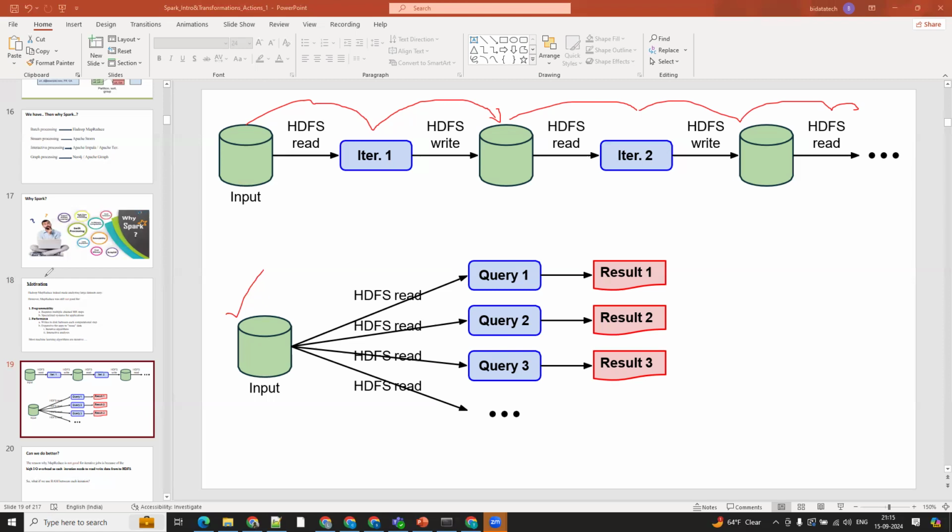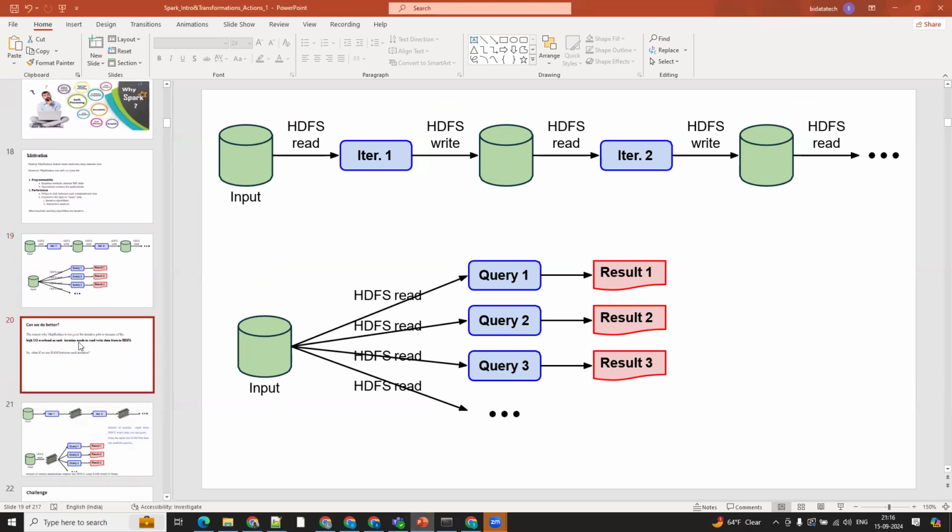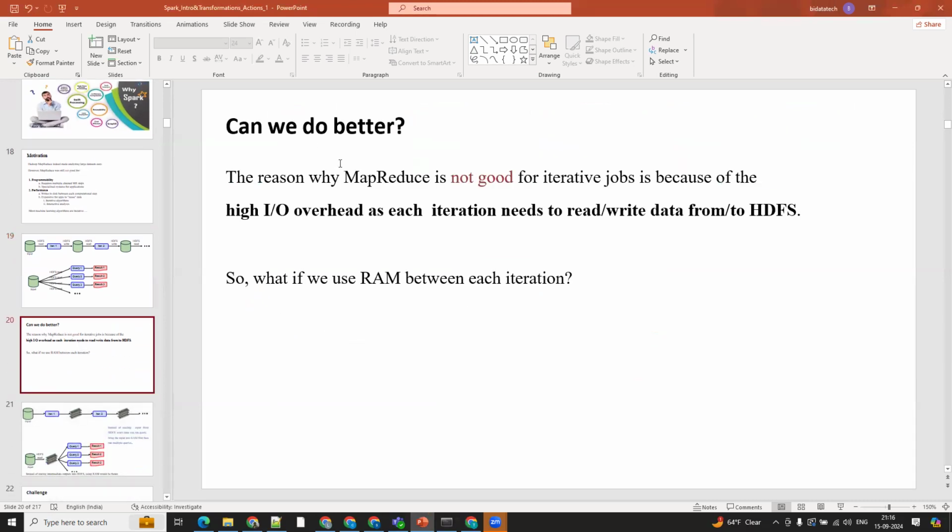So this was the problem at that time, in 2013-14. At that time, people started thinking, can we do better than this?